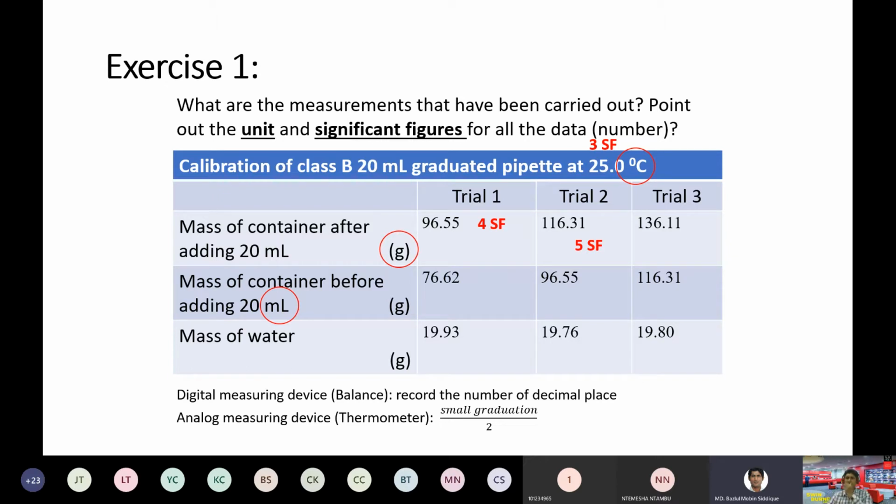Now we are in exercise 1, the first thing, and we see that there are different measurements, and there are three different trials for each of the different measurements. The first one is the mass of container after adding 20 milliliter water, the mass of container before adding 20 milliliter, and the mass of water. So this is called the result, or by deduction.